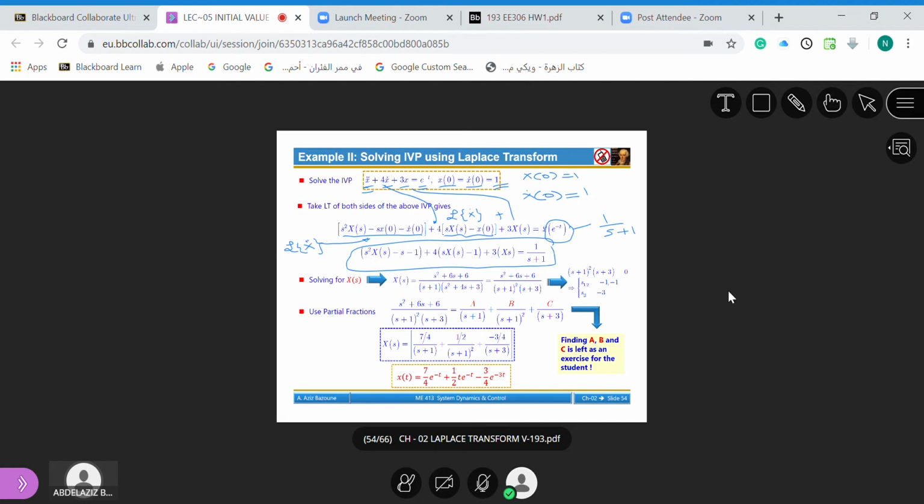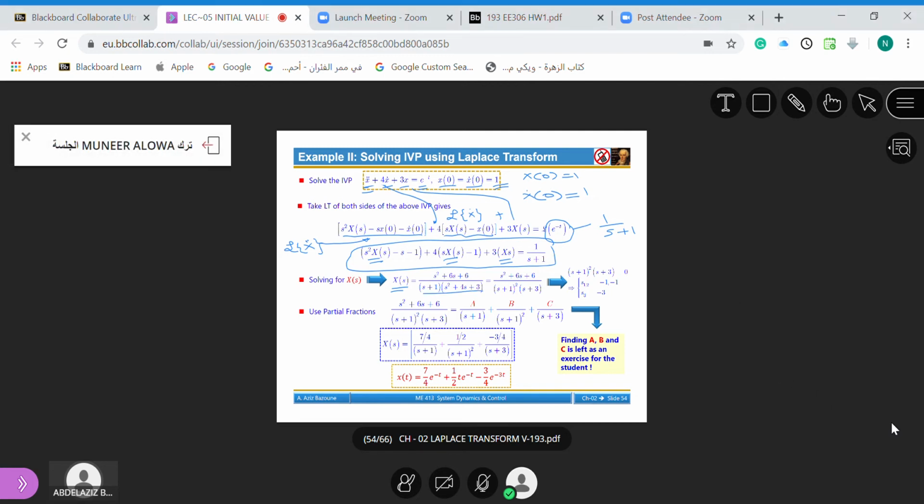Now, we solve for x of s. Here we have x of s, here we have x of s, and here we have x of s. If we solve for x of s, we will find s squared plus 6s plus 6 over s plus 1, s squared plus 4s plus 3. Now we can look at the denominator and solve for the poles. Here we have s equal to -1. And if you split this one, you will find that it is simply s plus 1 times s plus 3.